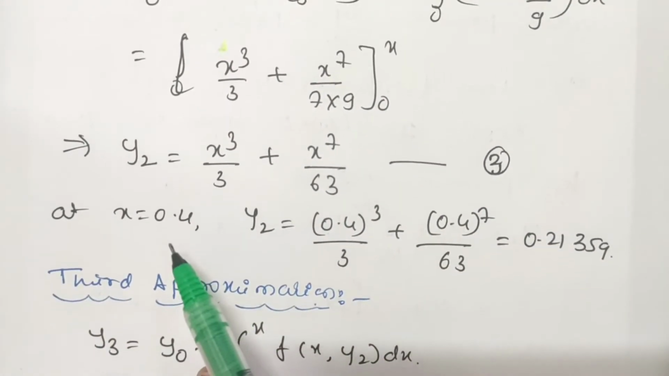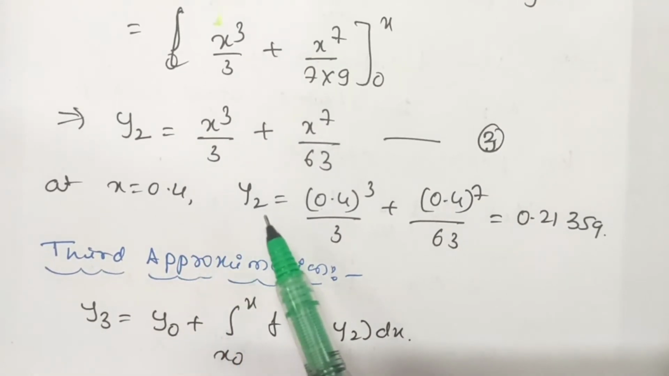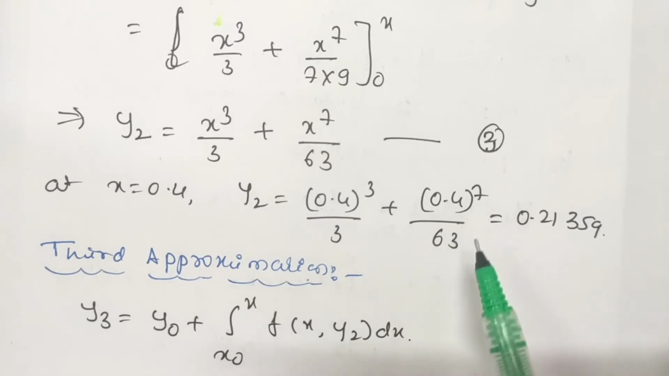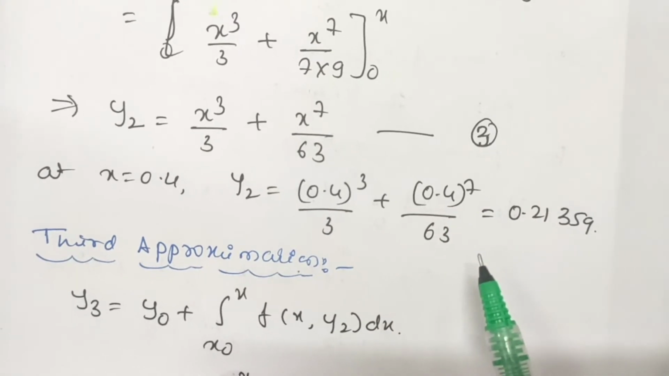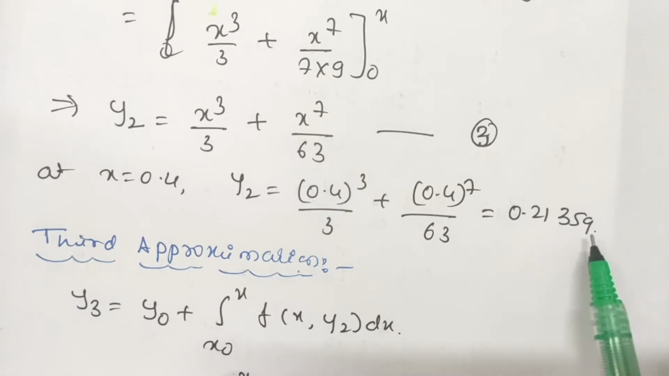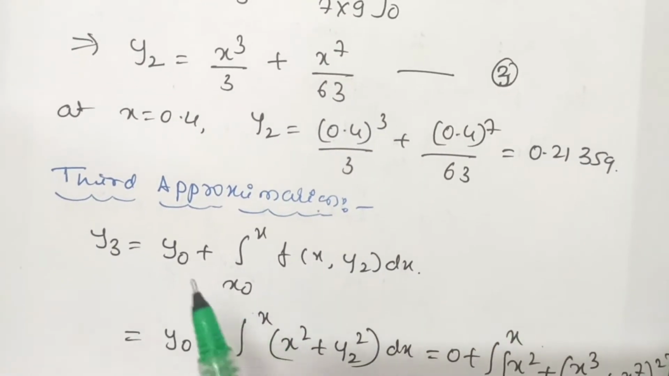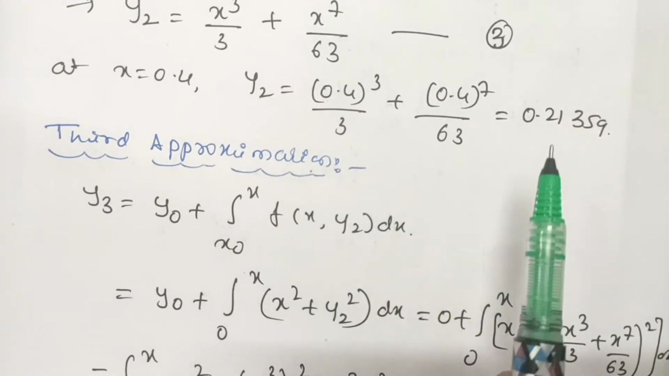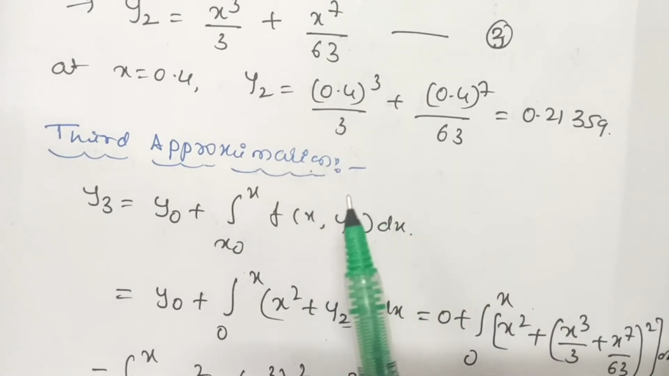Now at the point x equal to 0.4, we have y2 equal to 0.4 whole cube divided by 3 plus 0.4 whole raised to 7 divided by 63. And after simplification of this one, you will get 0.21359. Next, take a third approximation. Since y1 and y2 are not exactly the same, we can go for the next approximation.